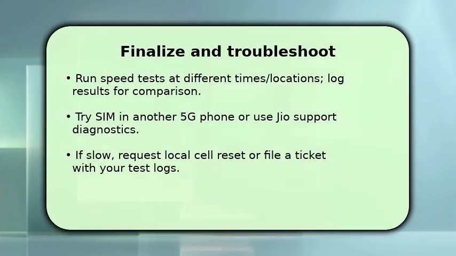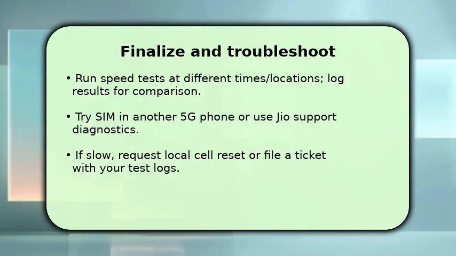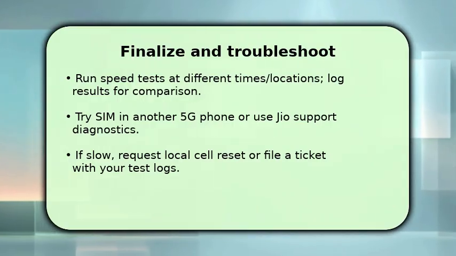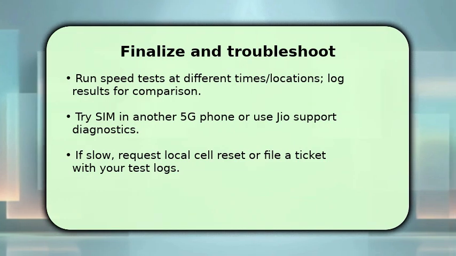If speeds remain poor, try your SIM in a different 5G phone to isolate device issues, and use Geo's in-app diagnostics or customer support to push a network registration or local cell reset. If nothing improves, escalate with your saved logs and exact times. That evidence gets faster troubleshooting and often a corrective cell-side action.